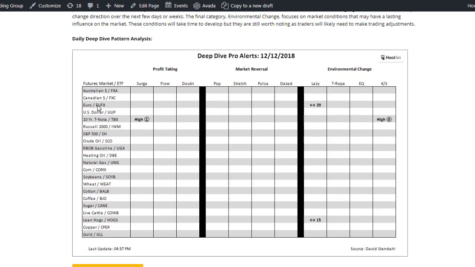But if we look specifically at the euro, we have a lazy day. This is the daily alerts. A lazy day 20 tells us the market has not been overbought or oversold for 20 days. That's a little unusual. We start counting in and around the 10 to 15 range, and we start posting things when we get to 15. So this has gone on for quite some time, with the market basically meandering sideways and looking for some type of explosive move, at least eventually.